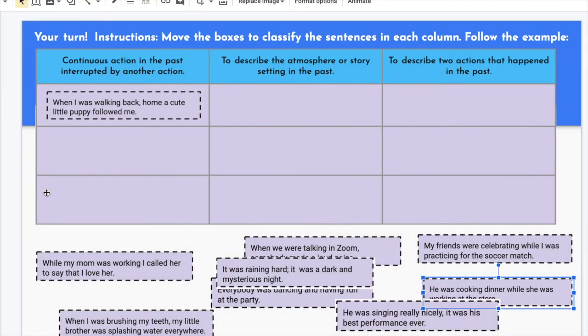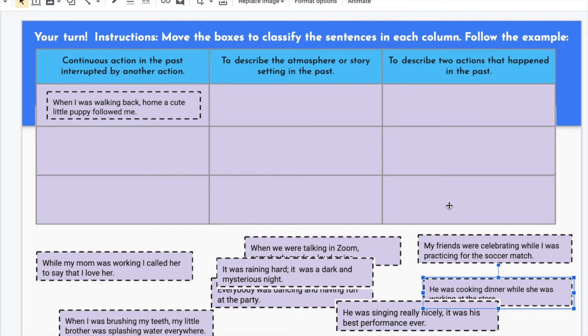So now we are ready to take the assignment we had in lesson 8. The idea was to classify these sentences according to the different uses. The first use is a continuous action in past interrupted by another action. There's an example here for you. When I was walking back home, a cute little puppy followed me. The second column is about describing the atmosphere or story setting in the past. And the last column is about describing two actions that happen in the past simultaneously.